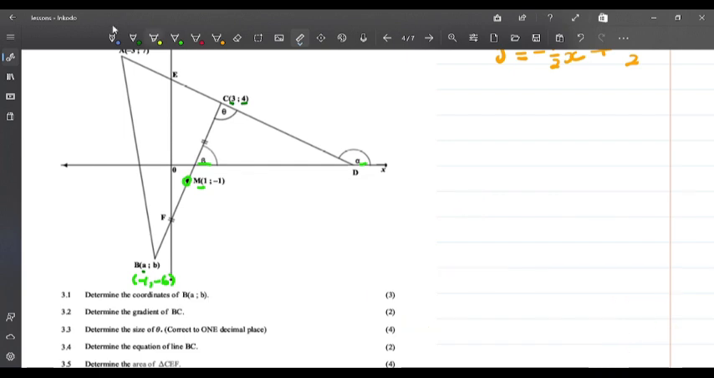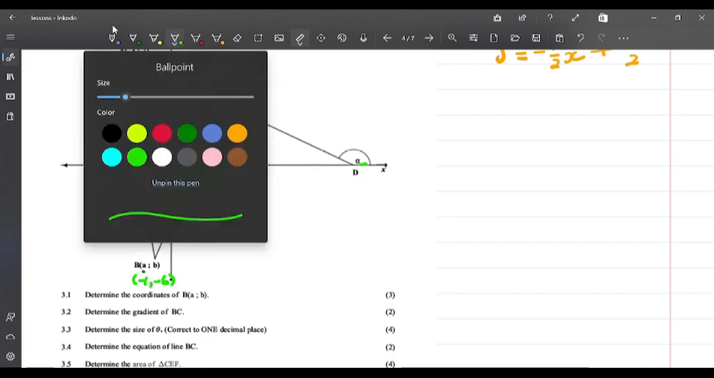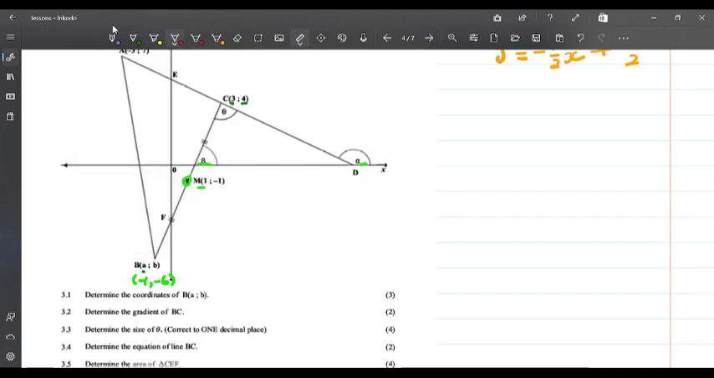Now, moving on to the other question, we are required to determine the gradient of line BC. All right, so let me look at my line BC. I have the coordinates at B, I have the coordinates at C. BC is also in the same line as CM. I could use the coordinates C and M, but in this case, let me just use the coordinates of C as well as B, right?